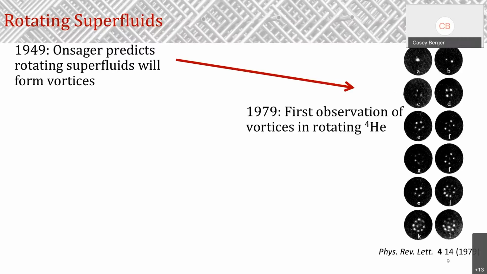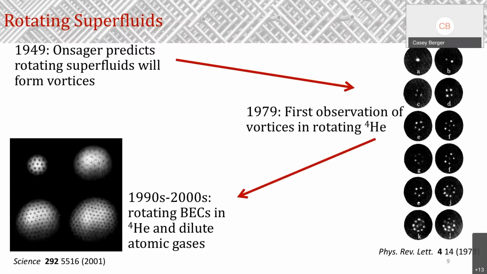momentum increased. Over the next few decades, there were a number of advances in experimental techniques, which led to a huge number of studies of these rotating superfluids in other dilute atomic gases, including this observation that you see here of vortex lattices, like this one, where you can see this sort of triangular lattice structure in the vortices.